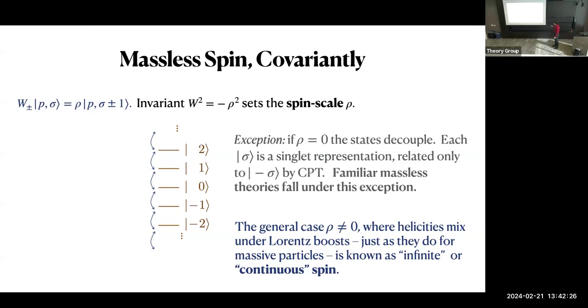There's a special exception that occurs when rho equals zero, which is that each of these just transforms as singlets. They no longer mix under boosts. That's the case that we see in familiar theories. But in general, if rho isn't zero, that need not be the case. You're guaranteed by symmetry to then just have partners. Now, I want to pause and just say that if you look back at the literature on this, there's a tremendous amount of confusion that unfortunately stemmed from this term continuous spin. It's really thrown people off for silly reasons.